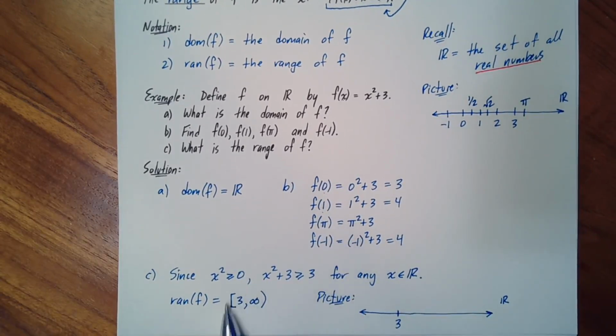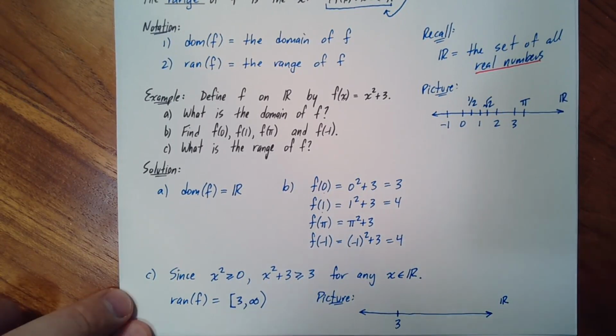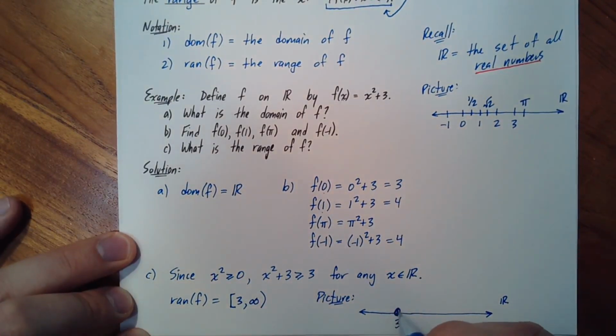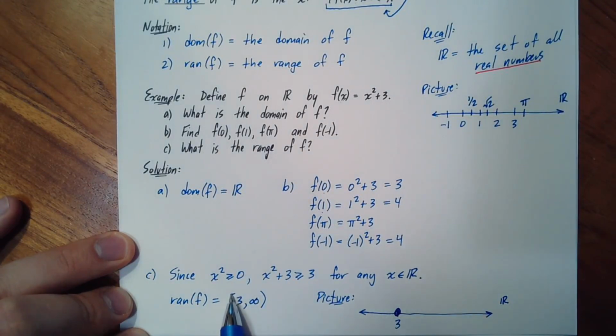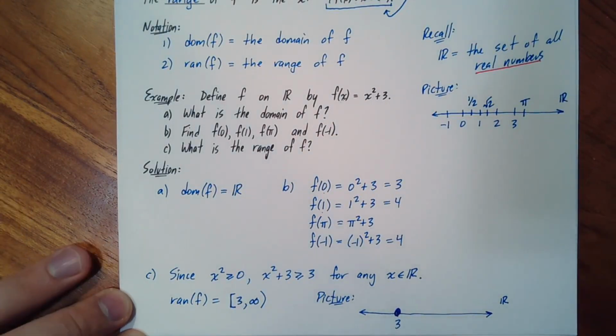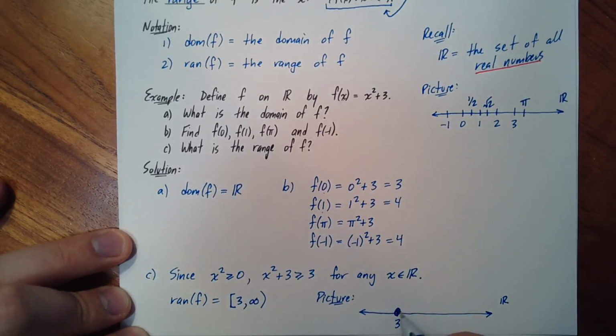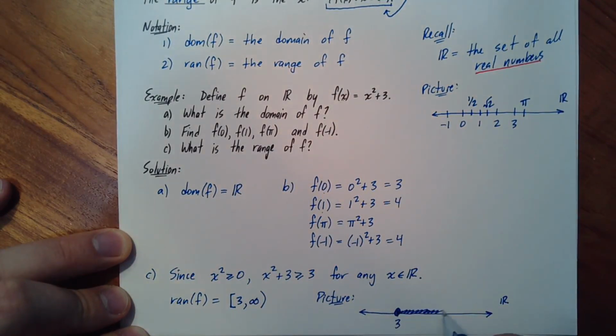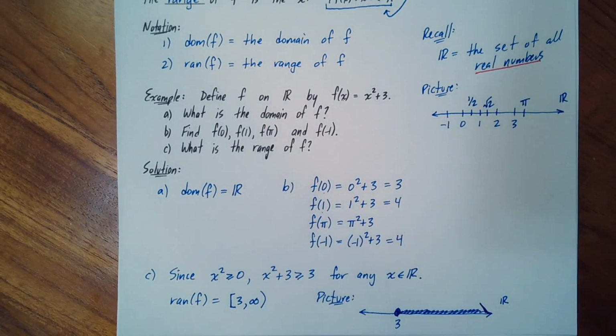If I write down this interval here, what I'm really talking about is I want to include 3. That's actually this square bracket is what indicates that I want to actually include 3. And then this infinity symbol, this means just go forever in this direction and keep including all those points. So I'll just shade all these points. Okay, and that is the range.